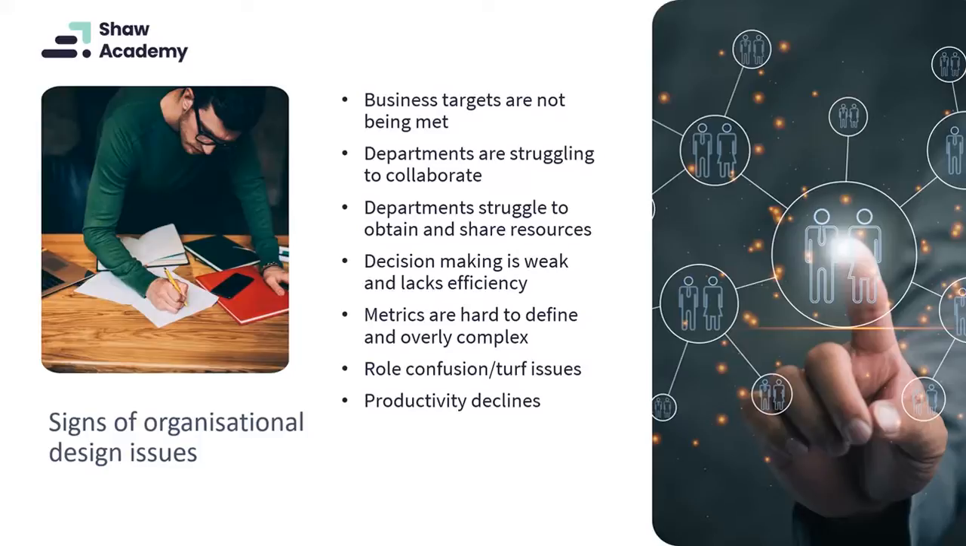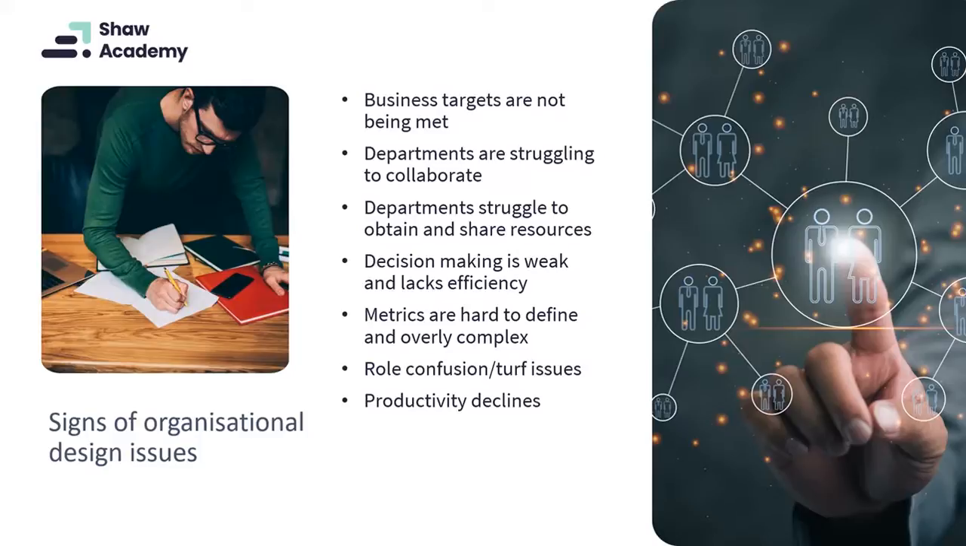So we can see a few things happening. Departments will struggle to collaborate, they will struggle to obtain and use resources, decision making is weak and lacks efficiency, metrics are hard to define and overly complex. We see role confusion, turf issues, people not willing to share or work with each other.